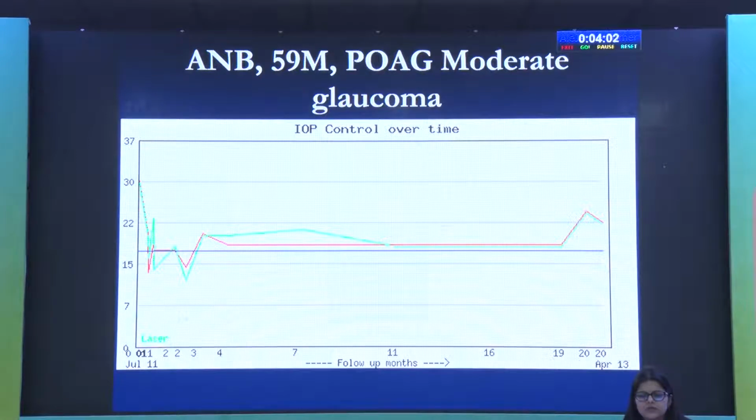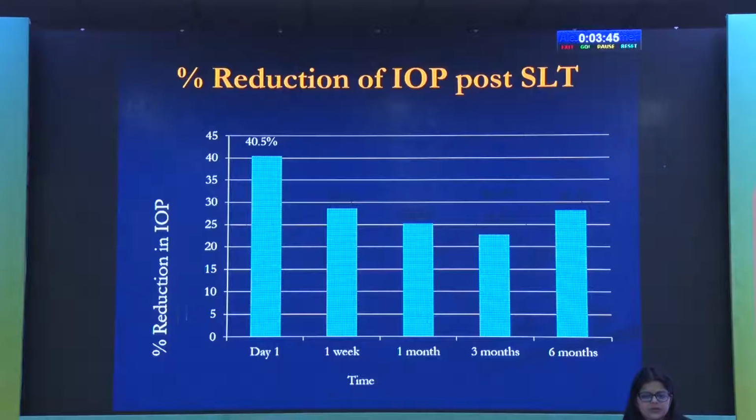Starting pressures were around 30 millimeters of mercury, and you can see after laser, the IOP fluctuated a little bit for a couple of weeks, but then it stabilized and remained good for another 20 months before it started rising again. So that was probably the time the effect of SLT was waning off in these patients.